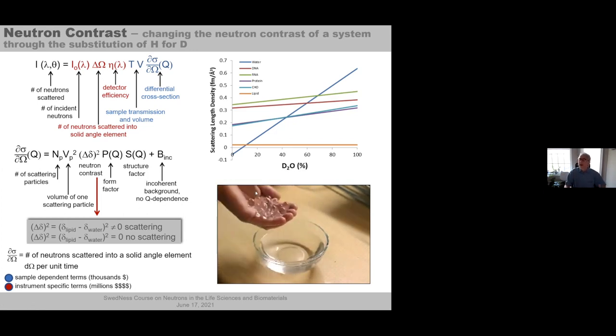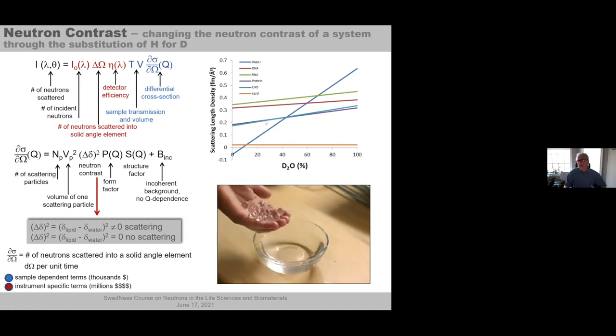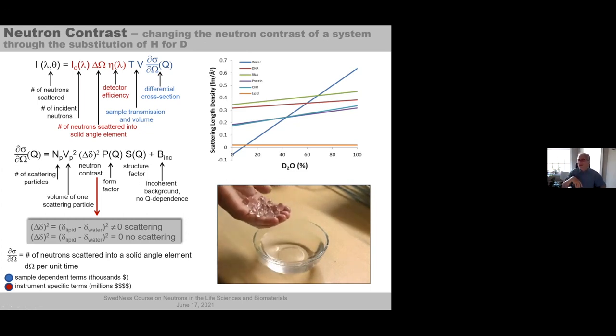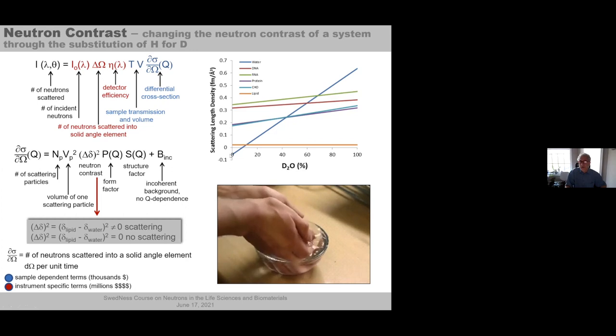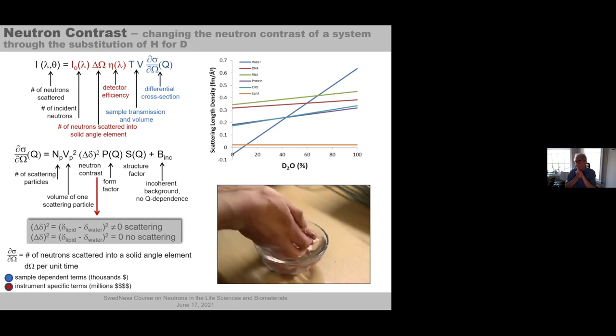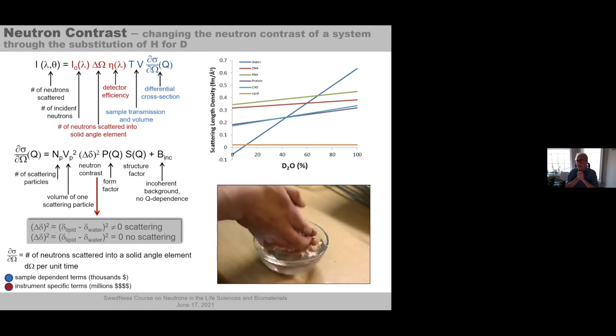So in biology, you have effectively water, DNA, RNA, protein, cholesterol, lipids. There's other stuff, but these are sort of the basic components. If we took a biological system, a cell, because it has all of this stuff in it, and we put it in 100% D2O or H2O, just regular water, then you will see scattering from all of these components.